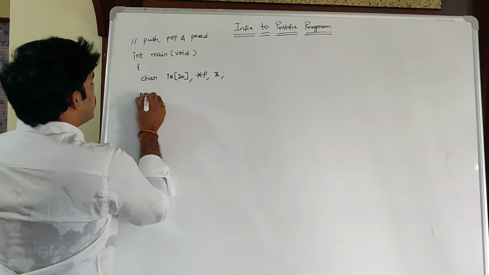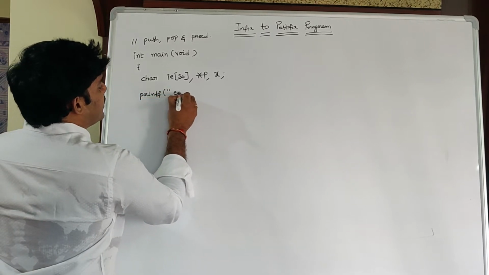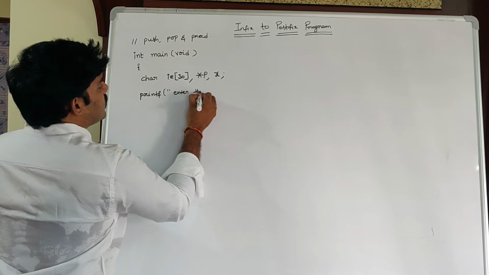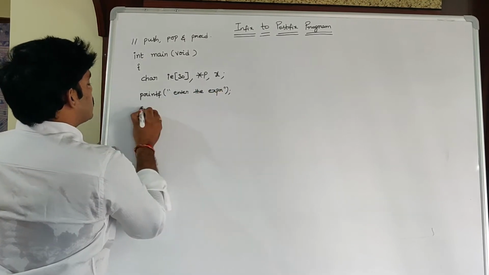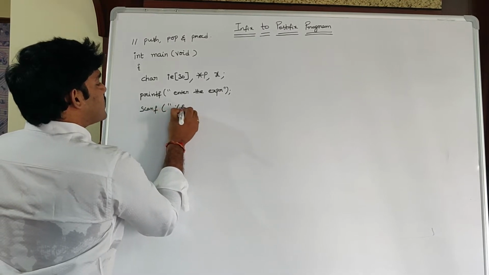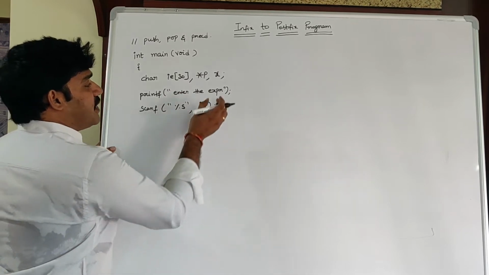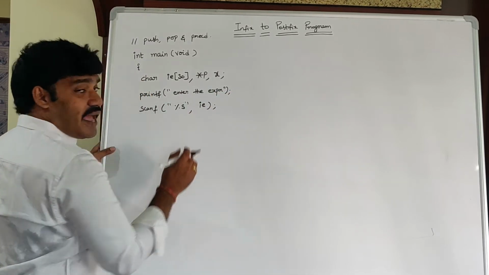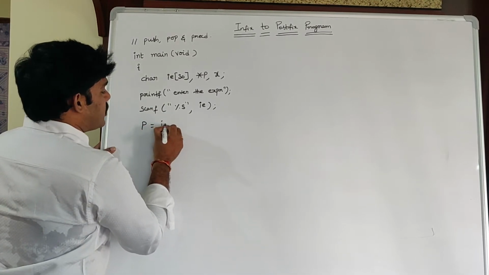Next I am asking the user: printf enter the expression, scanf percentage s comma IE array. I am reading the input expression into which array? IE array. Next, P is equal to IE.